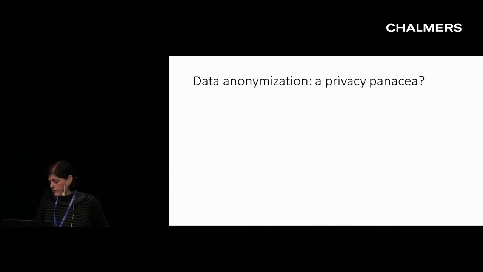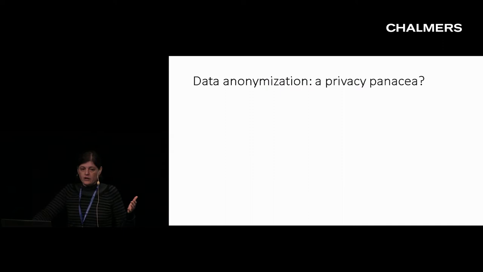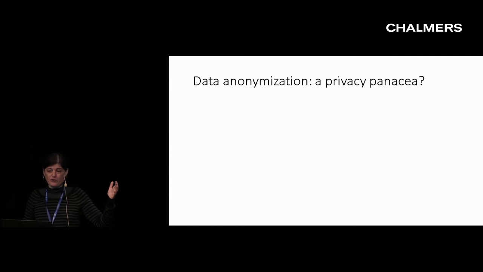All right, so I want to talk about a few examples, and the first one is about data anonymization, which, if we could do it, would be kind of a privacy panacea, right? Because we have all these data sets that we have collected that are typically related to people because they relate to people's preferences, people's activities, people's purchases, people's locations, all of these things. And we would like to extract value from this data. This is the whole promise of big data.